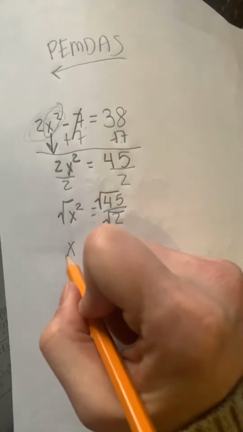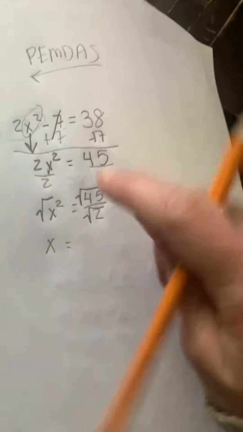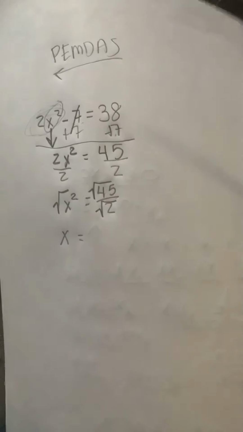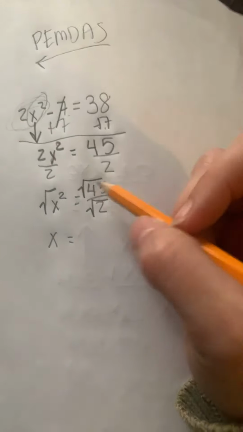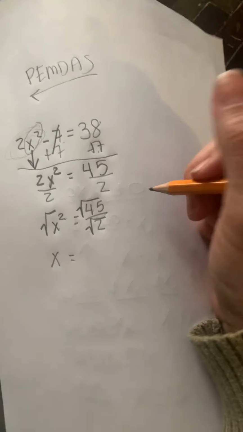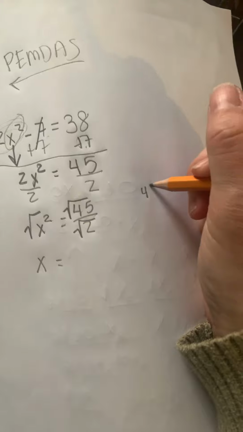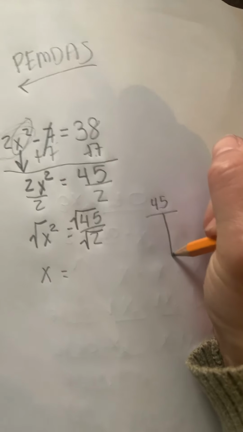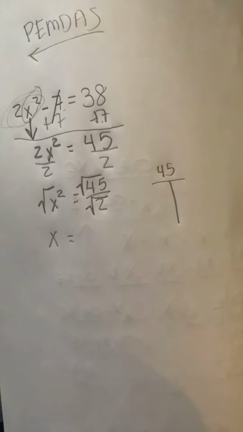This is a good example, actually, because we had another weird one like this in class earlier. So the square root of 45 I can break down. It does have a perfect square factor I can take out.